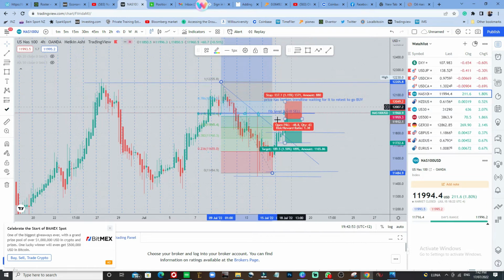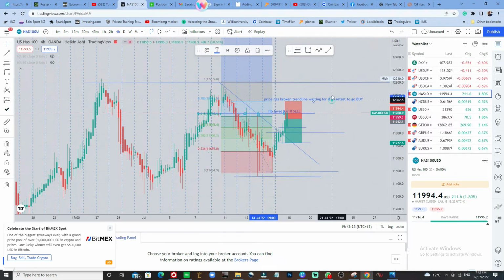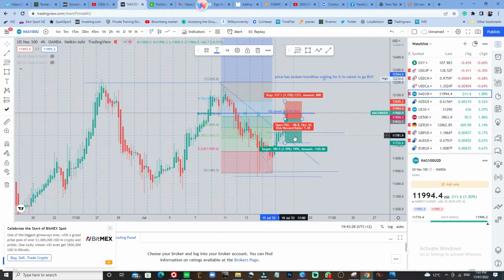So it was tagged Fib level 0.618 sell. It means I'm looking for a sell signal, because I've measured my Fib retracement and it appears to retrace around this area. It could pull back and go back here, but I think it's going to reverse around this area, based on what my friend mentioned, and that's why I put it here. I said price has broken the trend line, waiting for it to retest to go buy. Well, that was what I put before, but it could reverse. I'm expecting it to reverse, but let's see how that goes.